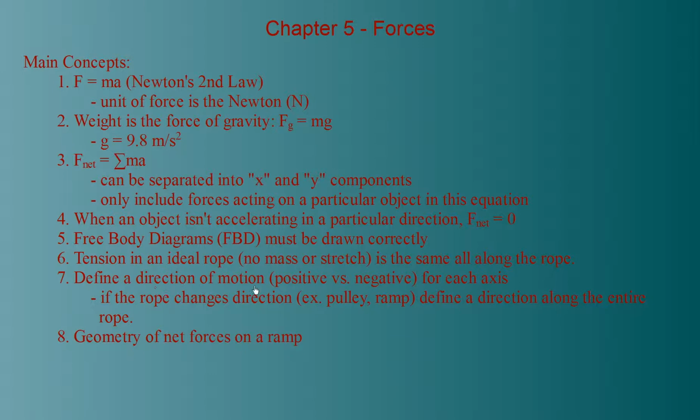Define a direction of motion, positive or negative, like I talked about for gravity here, for each axis, the x direction and the y direction. And as I'll explain when I talk in more detail about this step, if the rope changes direction, which can happen if you have a rope wrapped around a pulley, then you'll define a direction along the entire rope. And finally, I'm going to show you the geometry of net forces when a block is on a ramp.